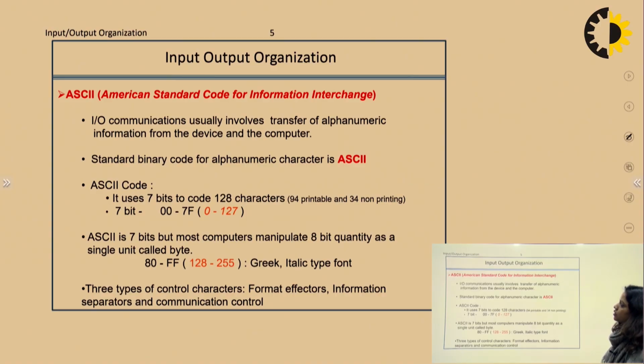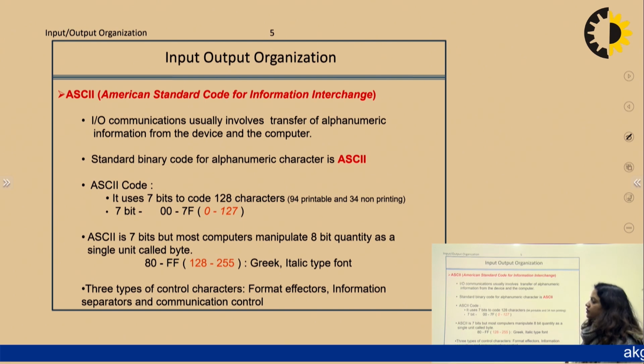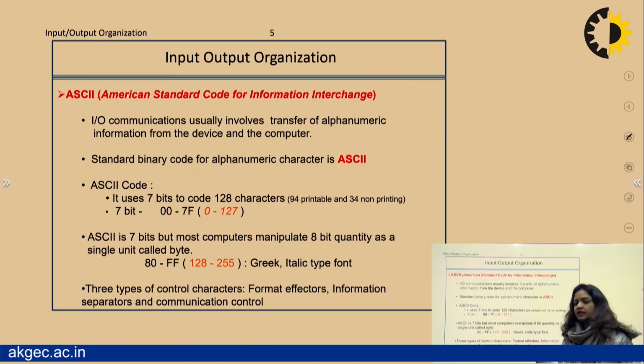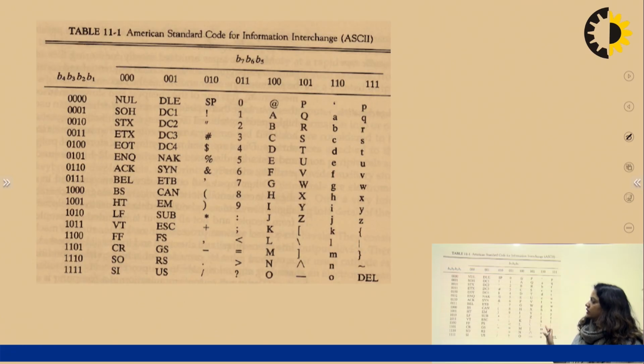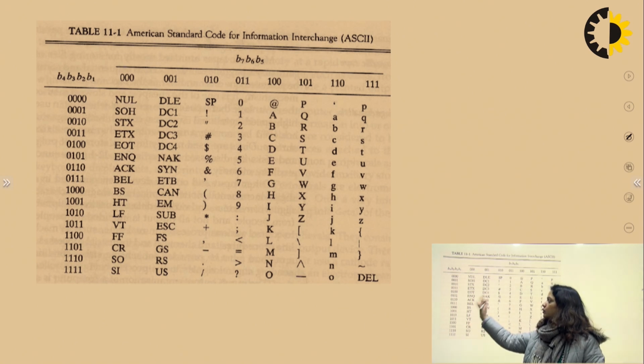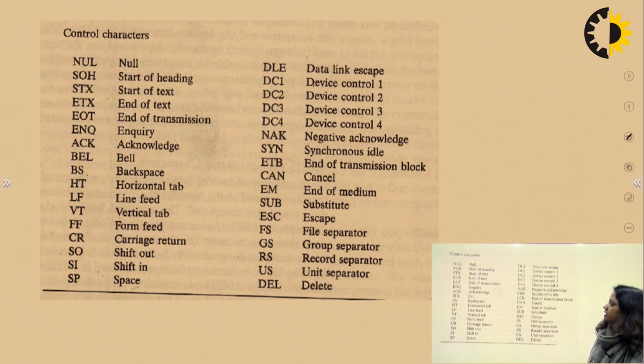So how are these input-output devices organized in the system? We use ASCII codes for the characters on our keyboard. ASCII stands for American Standard Code for Information Interchange. It uses 7 bits of code for 128 characters, of which 94 are printable and 34 are non-printing. The 7-bit code ranges from 00 to 7F, and these codes represent the 128 characters. This is the symbolic chart of how these characters are represented in ASCII code and their binary representation.